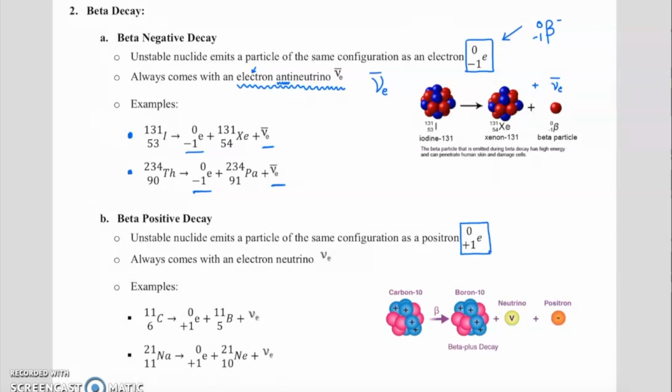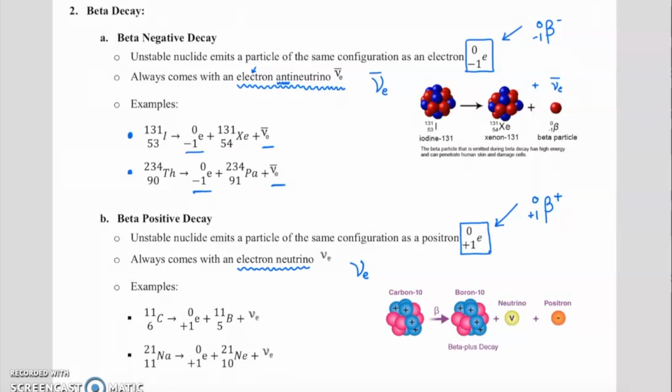So it has a positive 1 charge. Side note, you may be thinking, positive 1 charge, it must be a proton. Nope, this is an electron having all the same properties, but opposite in every way. We call this positron, it's also known as a beta positive particle. 0, positive 1 is the configuration coming along for the ride. And every beta positive decay has an electron neutrino, written as nu sub e, no line over the top, because that line before indicated an anti-neutrino.